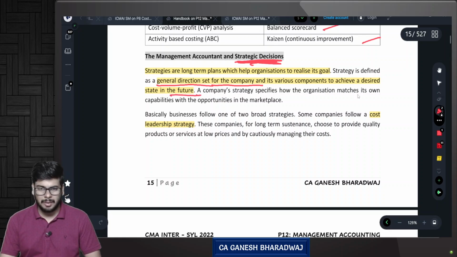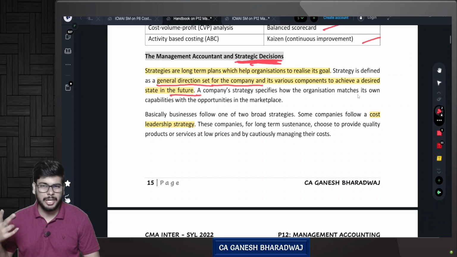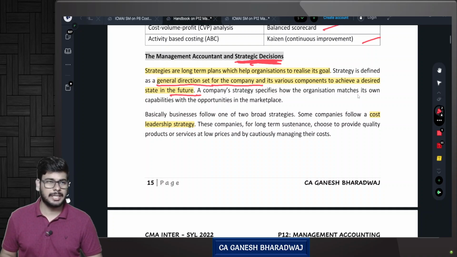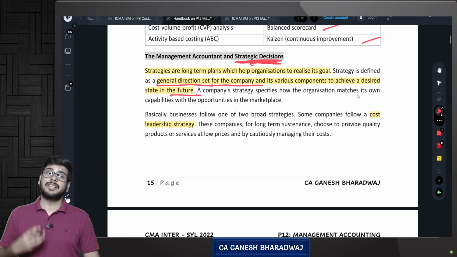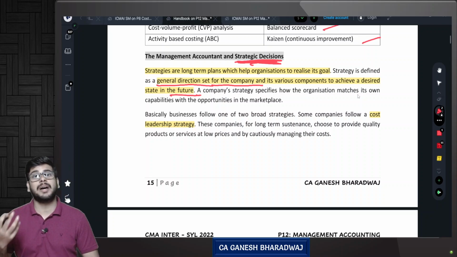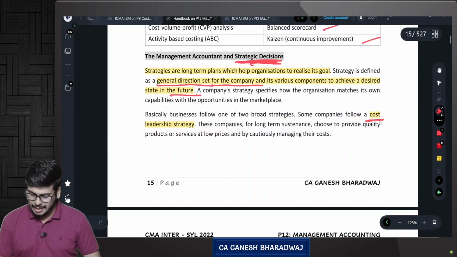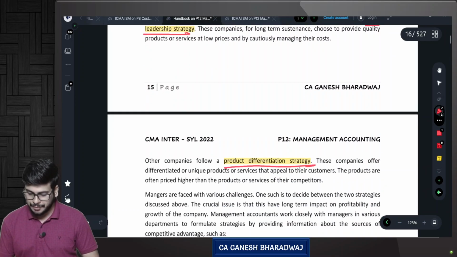Now with respect to strategic decisions, there are broadly two types, which technically are part of your strategic management paper. You have a separate paper for that, I think for 50 marks. It is not part of our syllabus, but since it is related, we are talking about management accounting in this area. There is something called a cost leadership strategy, and something called a product differentiation strategy.